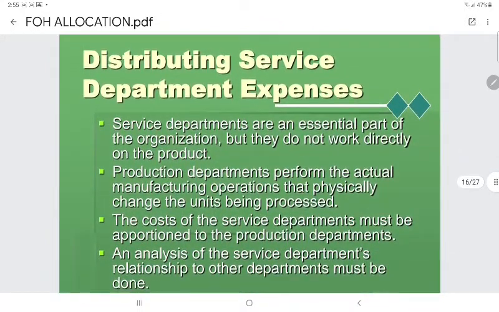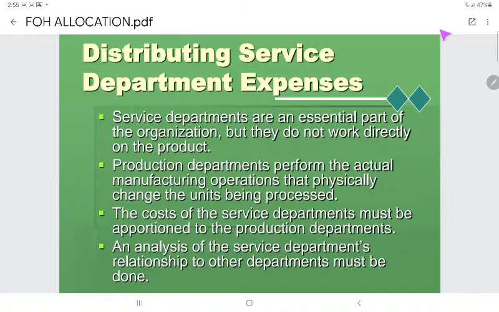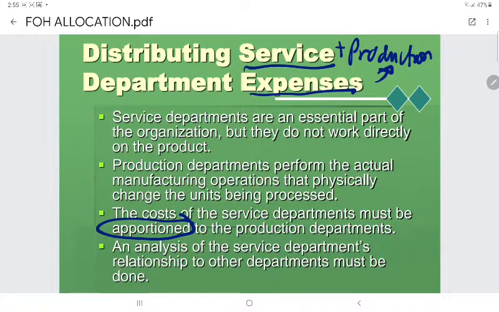Then, ayan na, yung service department. Siyempre, ang department kasi, dalawa yan, production at saka service. Alam natin na yung mga gastos nito, nakikinabang si production. So, kailangan ay i-allocate natin. So, kung i-allocate natin yan, kailangan mong malaman ang relationship. I-analyze nyo. Okay.